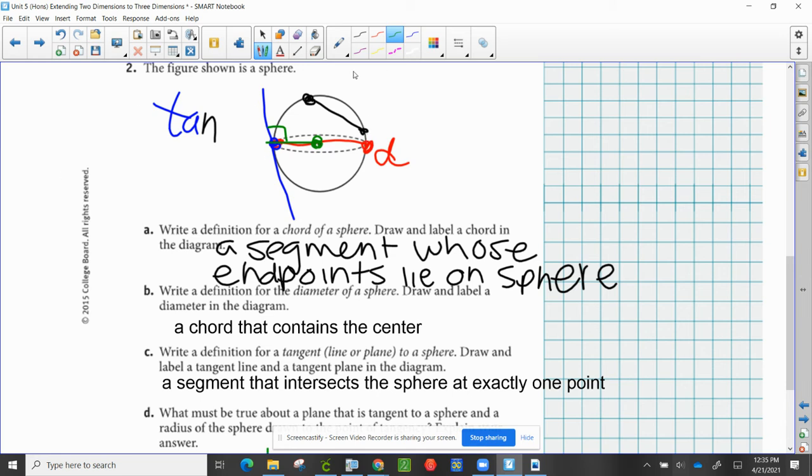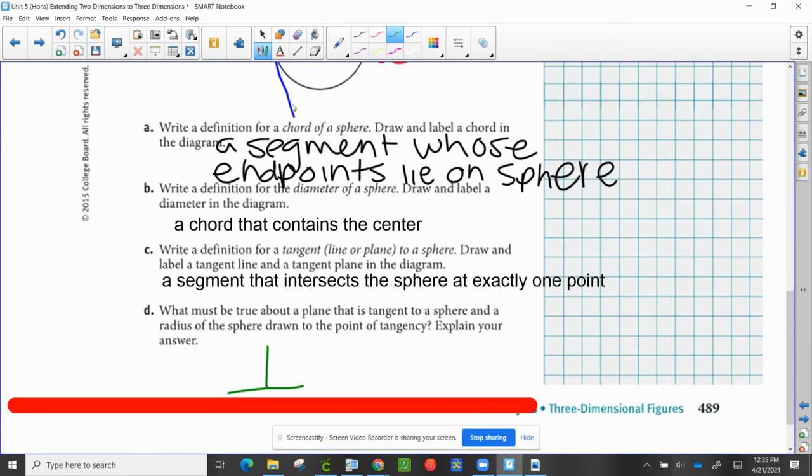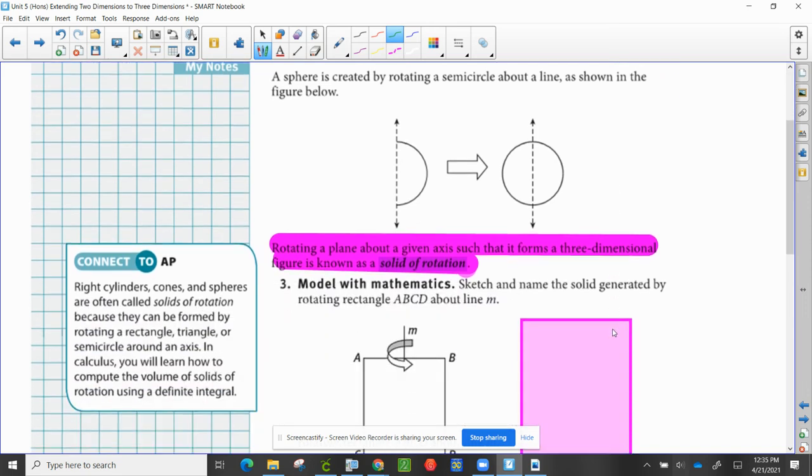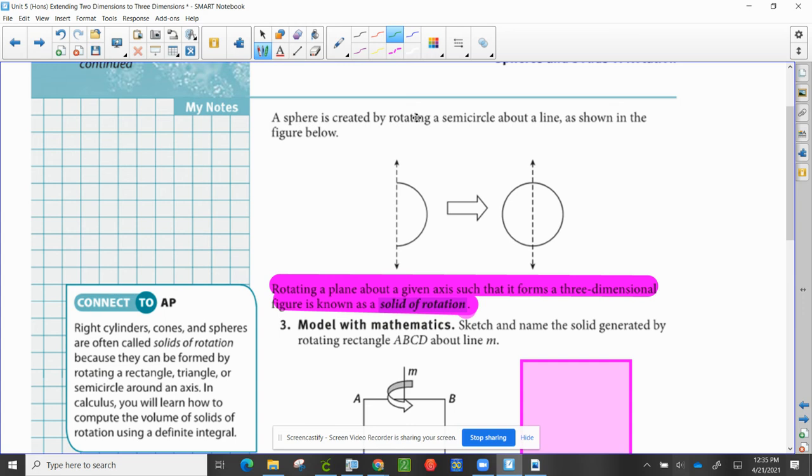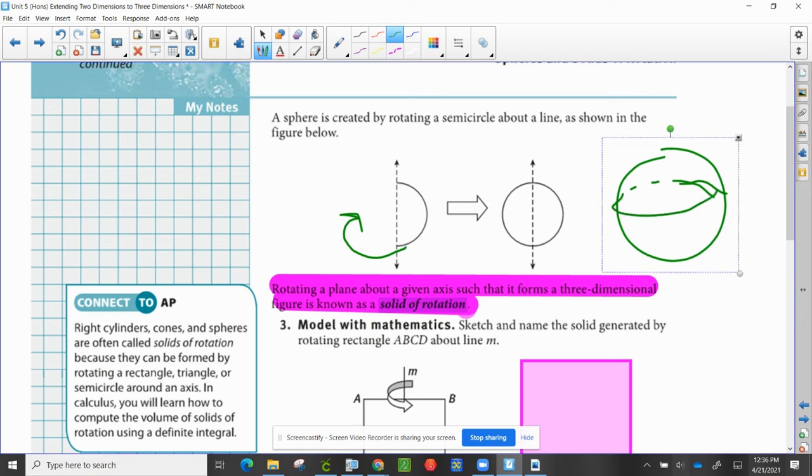So again, the properties of a circle are very similar to the properties of a sphere. We're just applying them now in a different way. Okay. We're going to move on next to this new vocabulary word, which is the solid of rotation. Okay, so a sphere is created by rotating a semicircle about a line. So if I were to take the semicircle and spin it, it should create that 3D circle. Okay, our sphere.